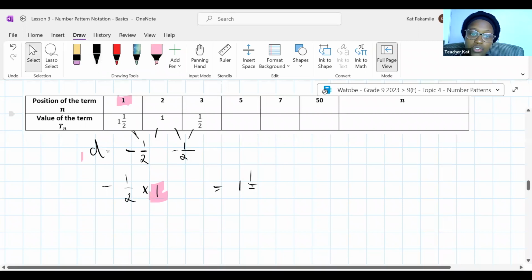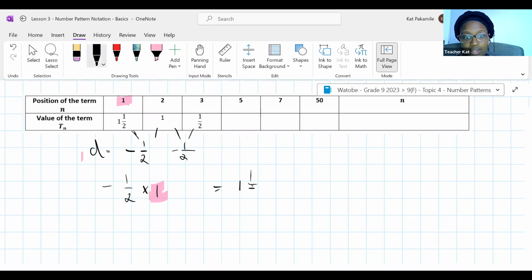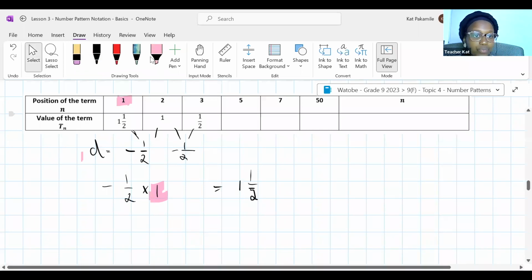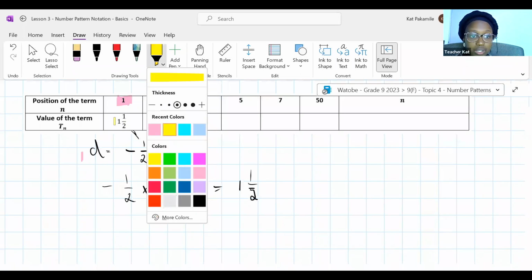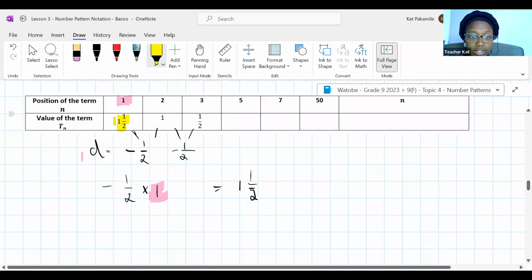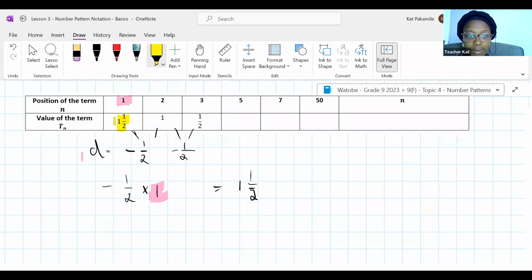Oh, this is interesting. So what are we adding or subtracting, guys? Are we adding or subtracting anything? I want to show this. So this negative a half is this negative. I have a question. Yes, Pindile. What's your question?